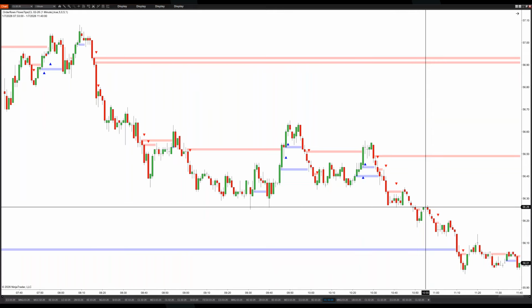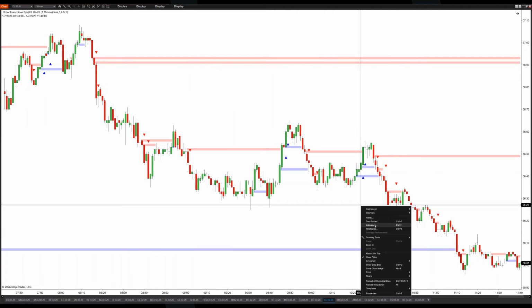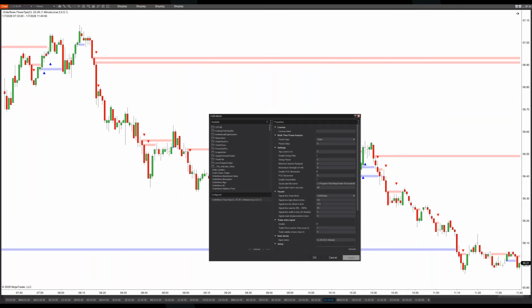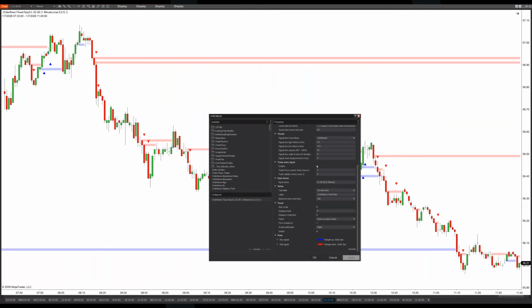Why is that? Because what we have is the trade entry signal, which you see down here is enabled. Trade price level in ticks is 1. Trade validity in bars is 5, meaning it's got to move at least 1 tick beyond the low of the signal bar where the zone is drawn out from, 1 tick lower than that low, somewhere in the next 5 bars. Then you'll get your down triangle.